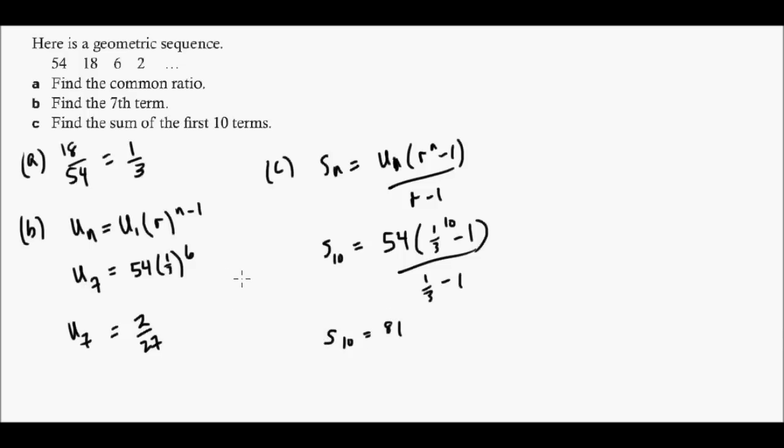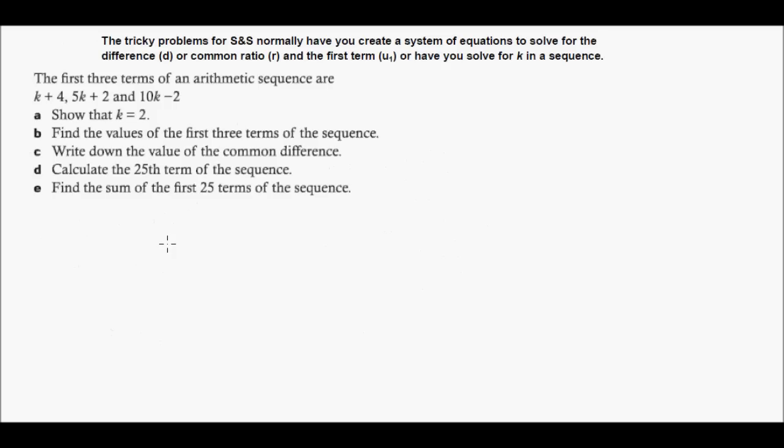Let's move on to some that are a little trickier. The tricky problems for sequences and series normally have you create systems of equations to solve for the difference or the common ratio and the first term, or have you solve for k in a sequence. So let's do some examples of those. It says the first 3 terms of an arithmetic sequence are k plus 4, 5k plus 2, and 10k minus 2. Show that k equals 2.